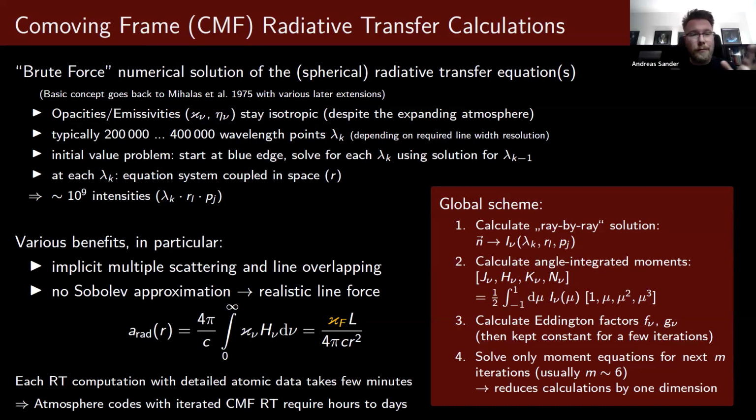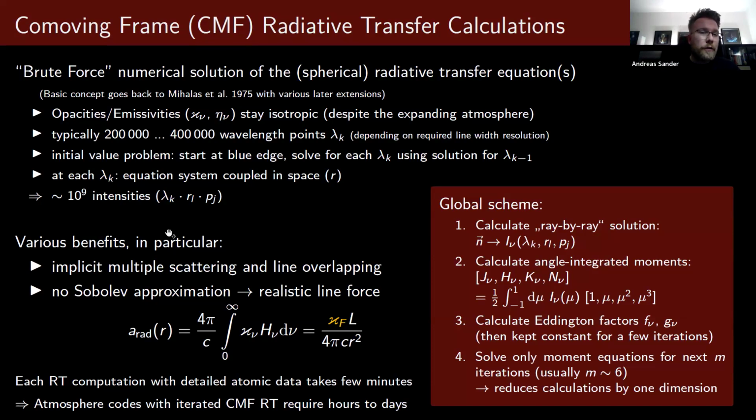So you typically have in these models between 200 and 400,000 wavelength points, depending on the required line-width resolution. And you also have an initial value problem. You need to start your solution at the blue edge and then solve for each wavelength point while using the solution from the last wavelength point. Already at that moment you see that this is not a good task for parallelization, so this is computationally expensive and we need significant single-CPU power to make it feasible on a reasonable time scale. And then at each wavelength point you have an equation system that's coupled in space.